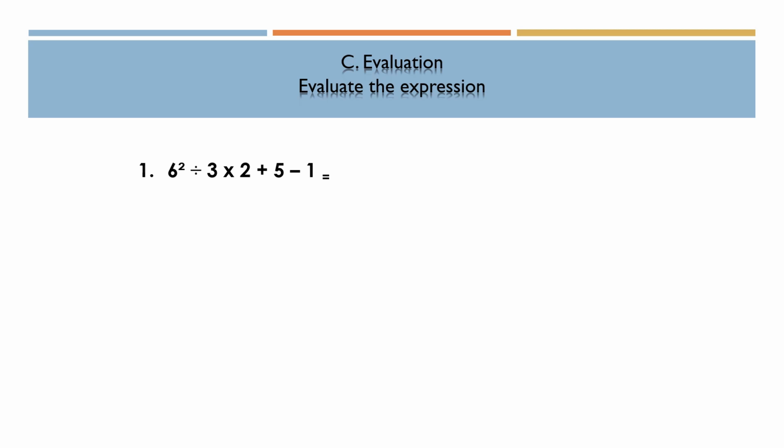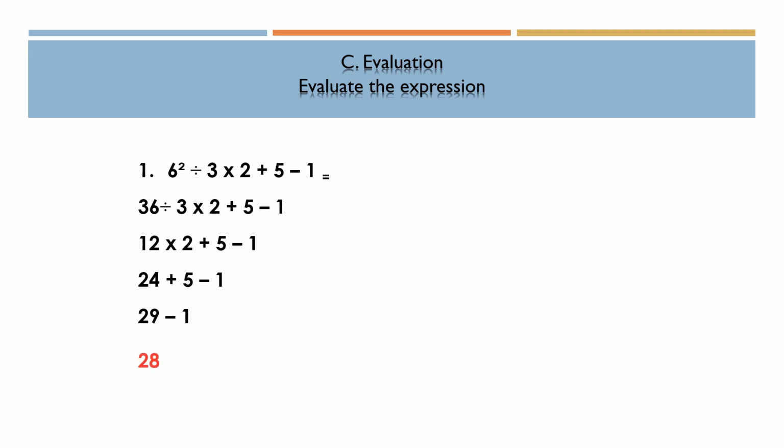So let us evaluate and then check your answer. 36 divided by 3 times 2 plus 5 minus 1. 12 times 2 plus 5 minus 1. 12 times 2 equals 24 plus 5 minus 1. 24 plus 5, 29 minus 1. The answer is 28.